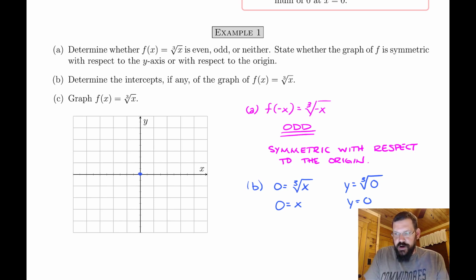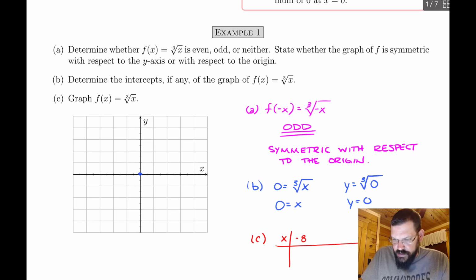Part C wants us to graph the function, and we can do a table of values and do some test points. But this was one where it may be easier just to do it on the calculator and look at what the graph looks like. But just to give you an idea, let's say we have some x values here.